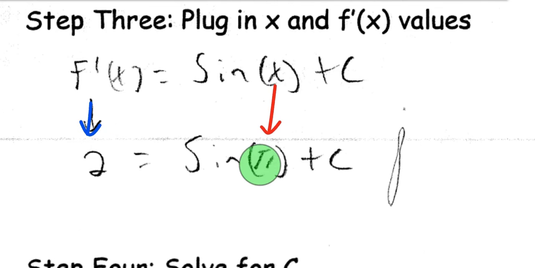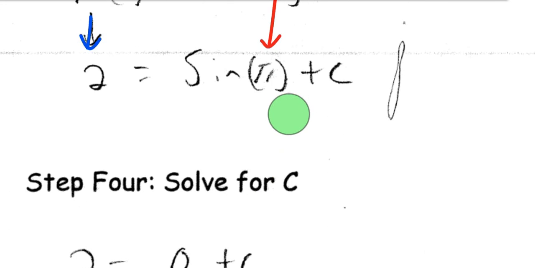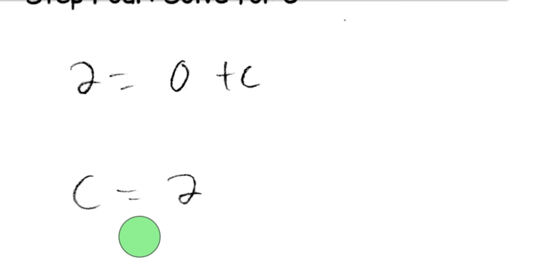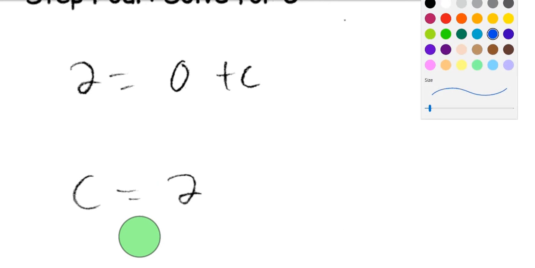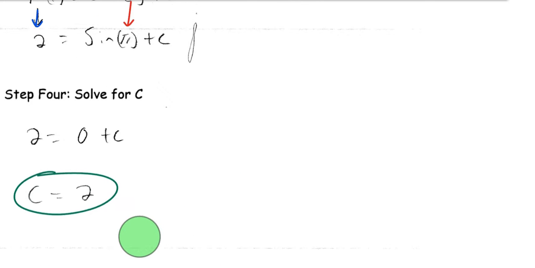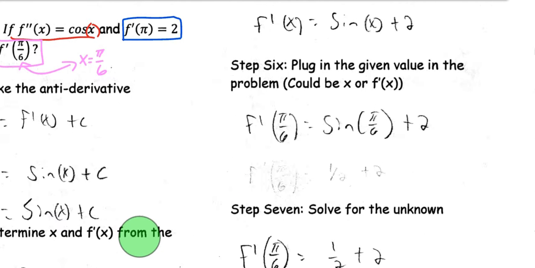Okay, now we're going to step 4, solve for c. Well, sine of pi is 0. That's because pi is 180 and the y value is 0 on the x-axis, and therefore c is just going to be equal to 2. So when you solve for c, that will ultimately allow you to solve for whatever you're trying to solve for. You have to solve for c first.